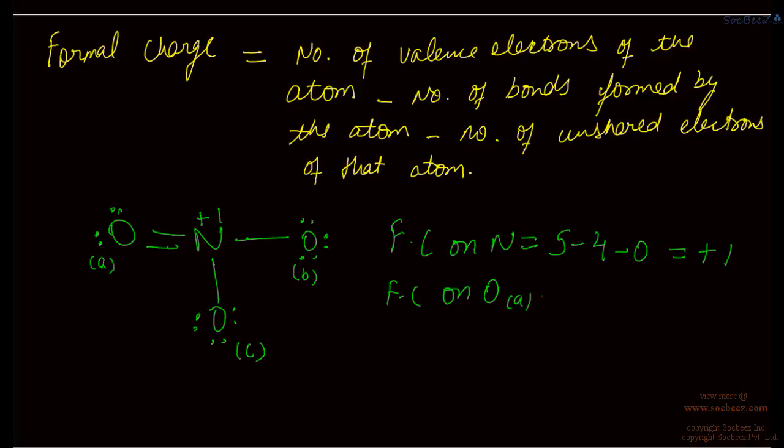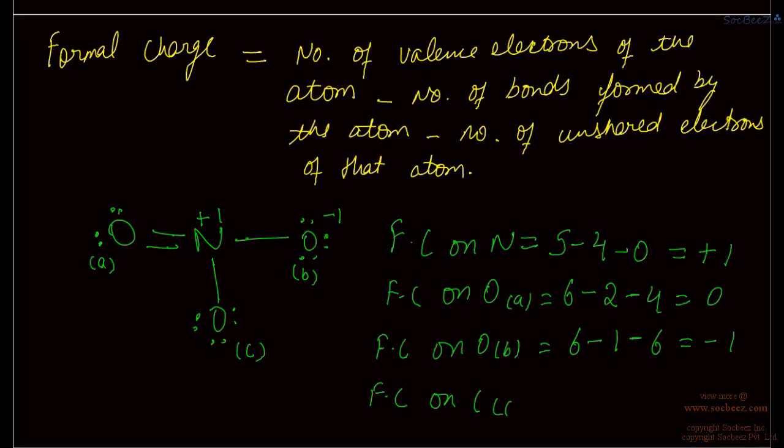Formal charge on oxygen A. Now the number of valence electrons of this oxygen atom is 6, minus the number of bonds formed, which is 2, and minus the total number of unshared electrons, which as we can see is 4. Therefore the formal charge on oxygen A is 0. Now the formal charge on oxygen B is 6 minus 1, since only one bond is formed, and minus 6 unshared electrons. So this becomes minus 1. Hence we'll assign here minus 1.